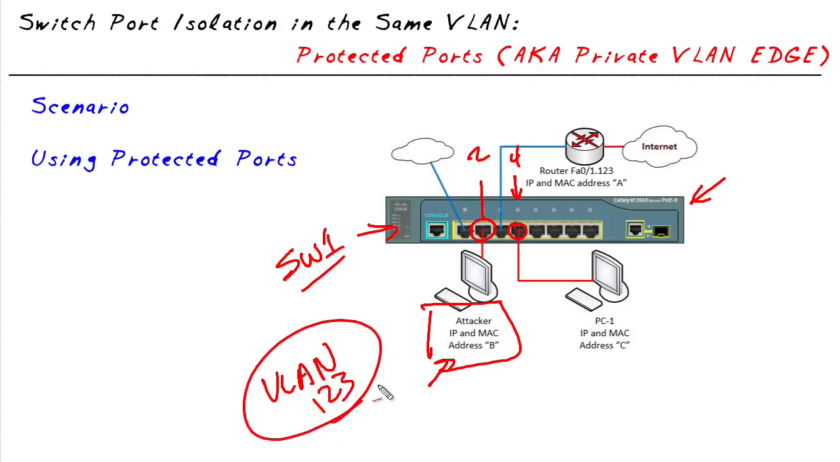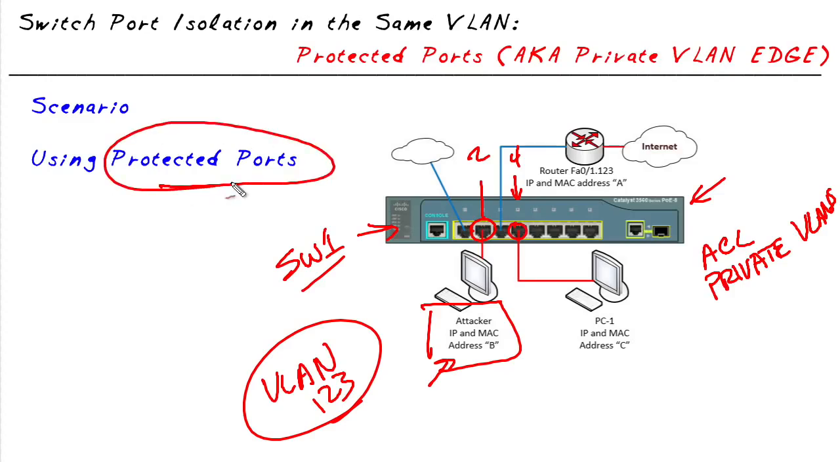And what we've been asked to do is to isolate the attacker from the PC so they can't communicate directly with each other. Depending on our switch, we have several options. We could use port-based access control lists. We could use private VLANs. But the simplest method to implement isolation between port 2 and port 4 so they can't talk directly with each other is a feature called protected ports. It's also often called private VLAN edge. And it's a really good technique if we need to make sure that two or more ports on a given switch don't have direct access to each other.